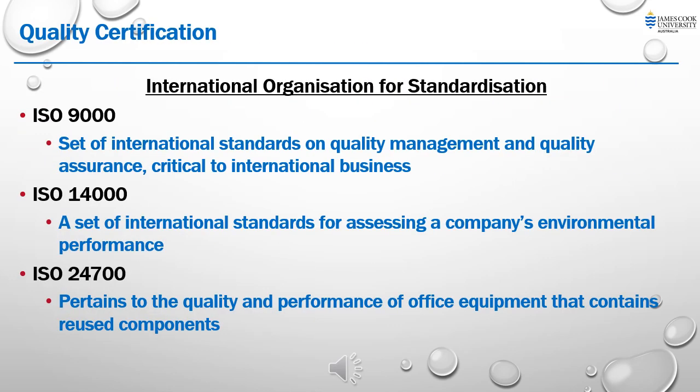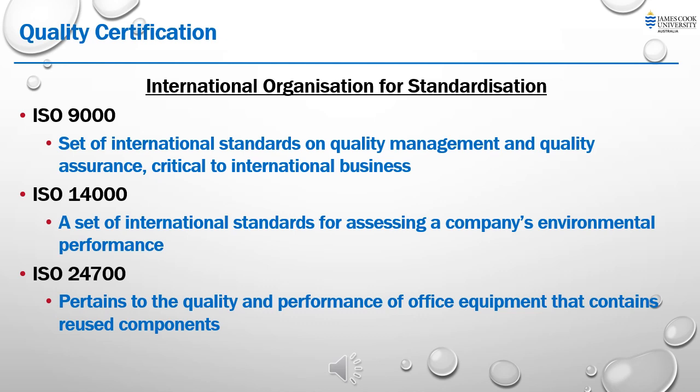We do have quality certification by an organization called the International Organization for Standardization. Some examples here are ISO 9000, ISO 14000, ISO 24700. ISO 9000 is a set of quality management standards that provide guidance for businesses and organizations to establish and maintain an effective quality management system. It outlines requirements for processes such as document control, internal audits, corrective actions, among others. So basically, this certification is often required for doing business with many companies and governments around the world.